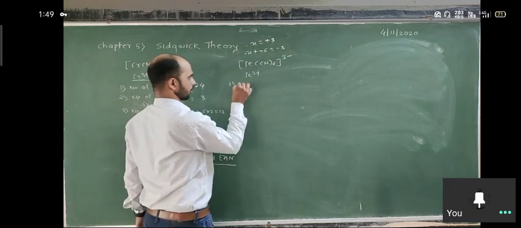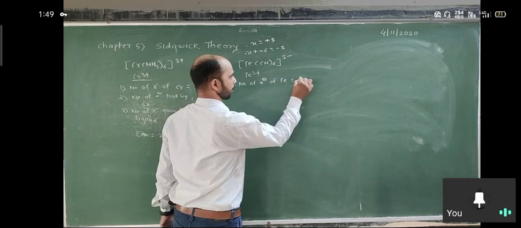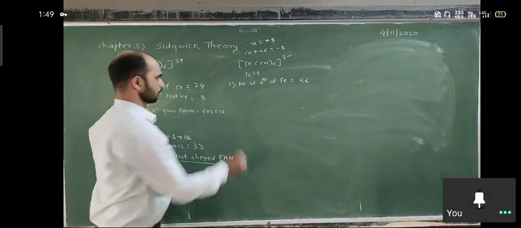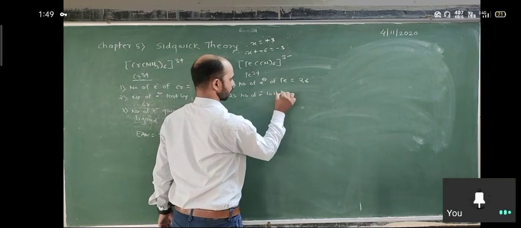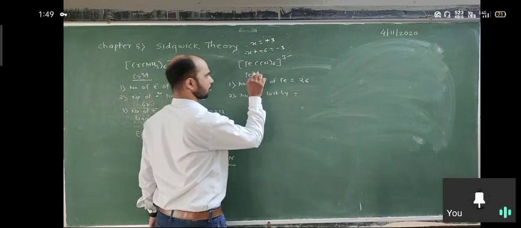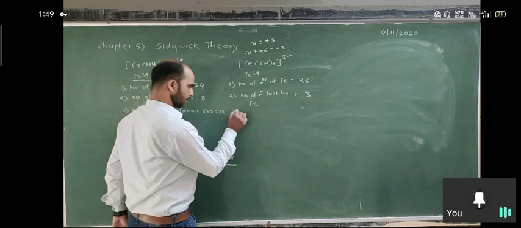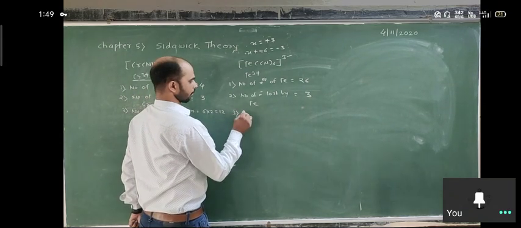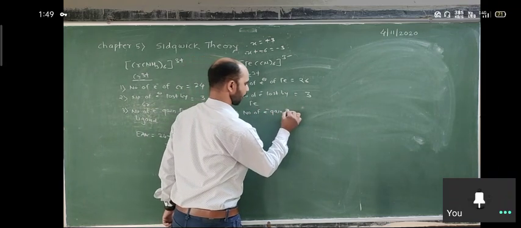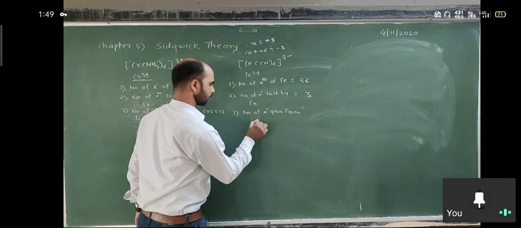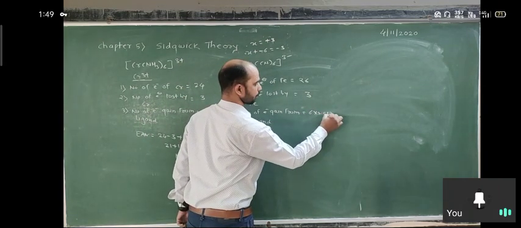So, number of electrons of Fe, atomic number 26. Second, number of electrons lost by Fe. How many electrons were lost? 3 electrons were lost, because the oxidation number is 3. Third point is number of electrons gained from ligand, is 6 into 2, which is equal to 12.